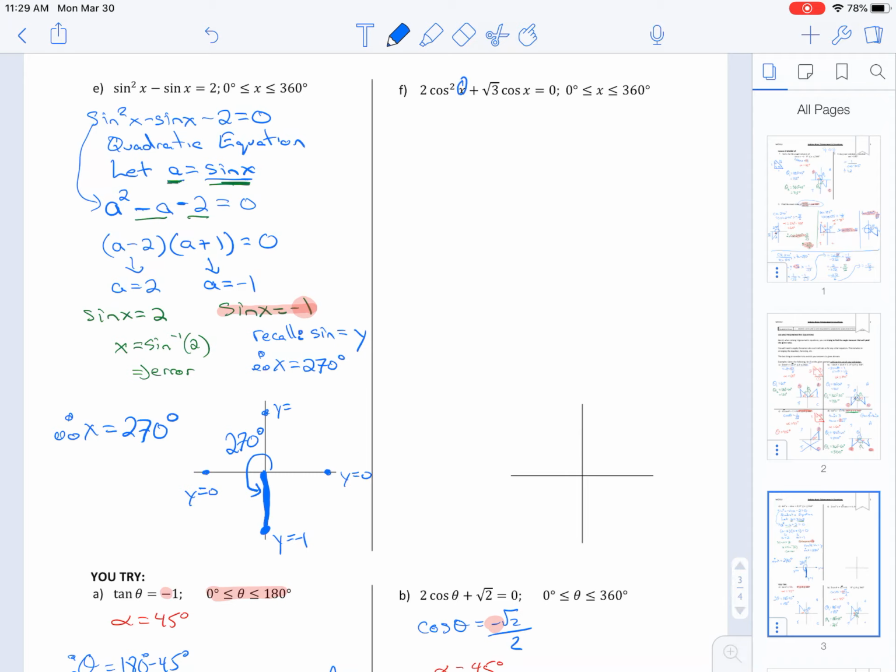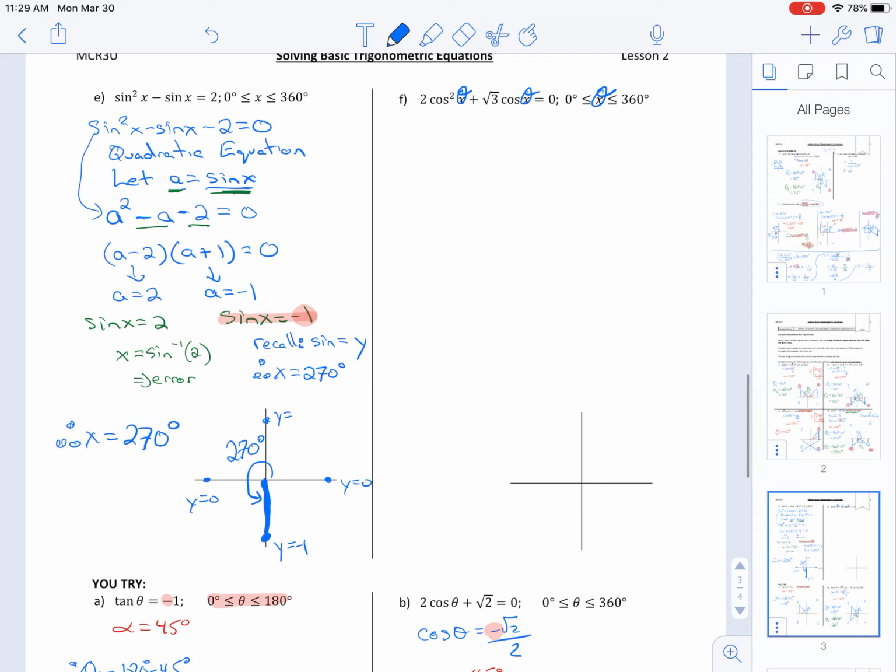Okay, the next one here, I think on your handout, I've replaced this with theta, and that will make this a bit easier. So those are all thetas. So if I go through this one, again, we've got something similar to before, so I'm just going to rewrite it. 2 cos squared theta plus root 3 cos theta equals 0. So this one isn't necessarily quadratic, but it's something that can be factored. And that's what I'm going to do here.